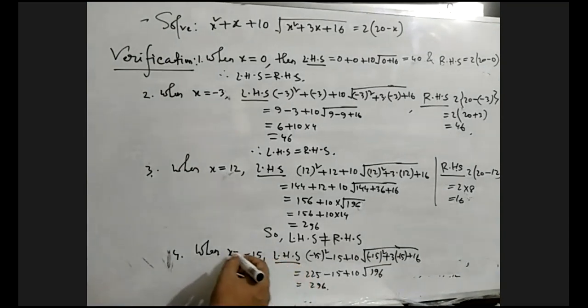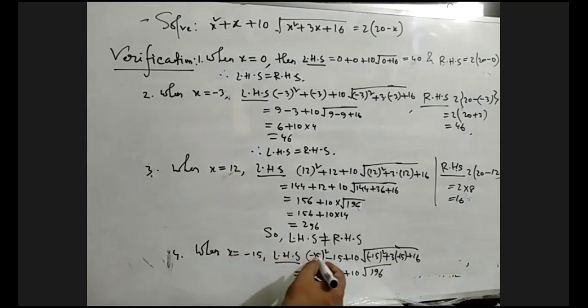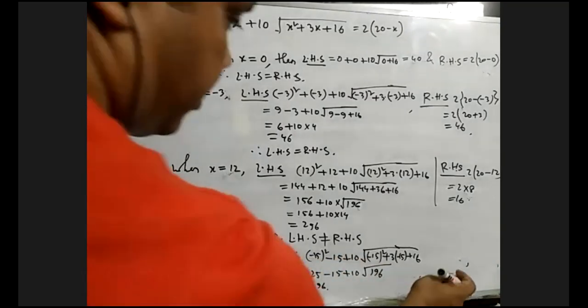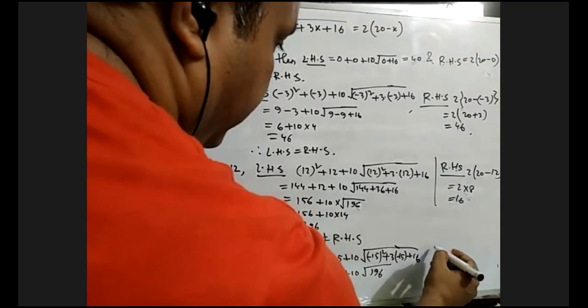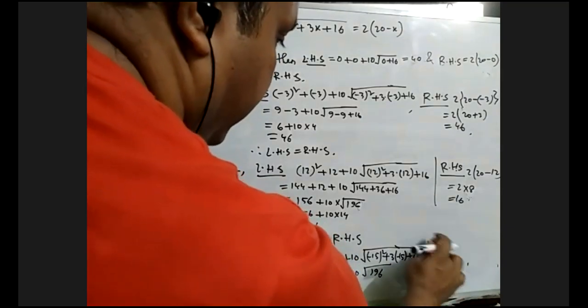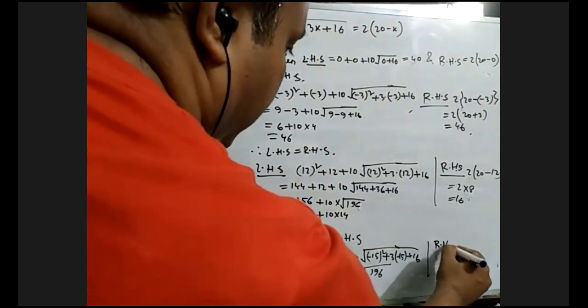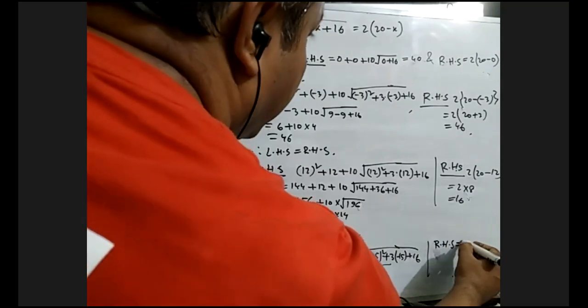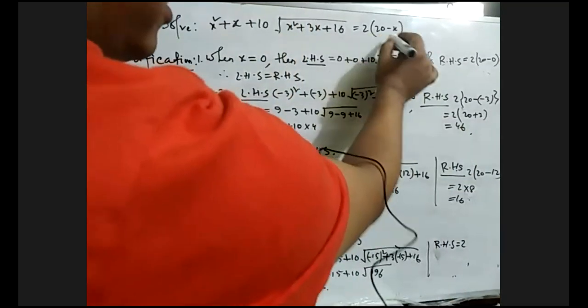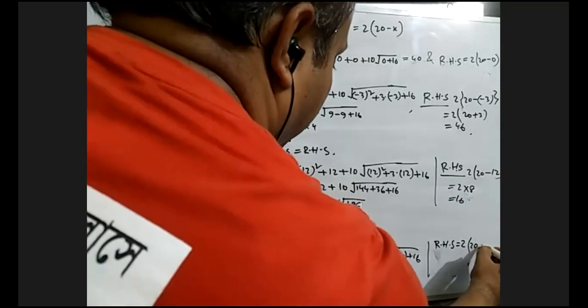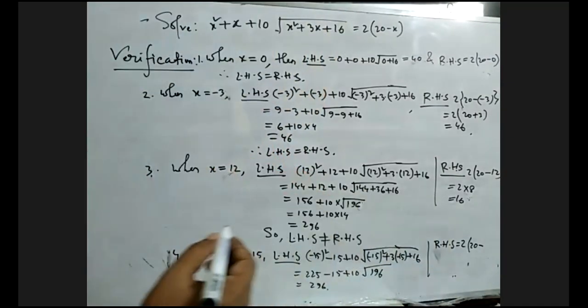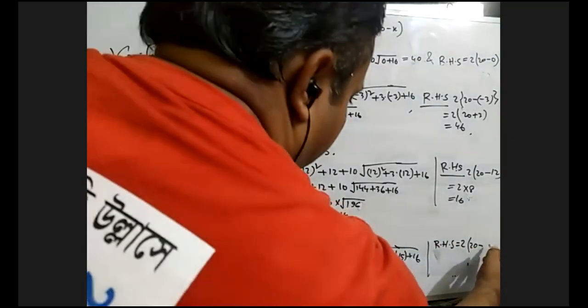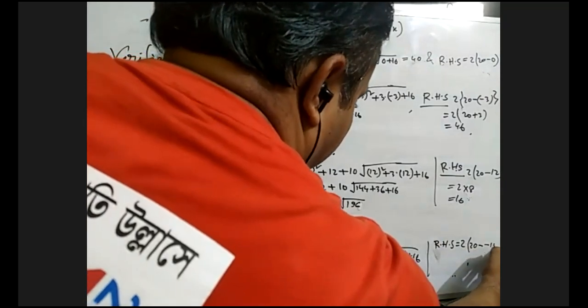So for the fourth root, x equals minus 15, left hand side equals what? Only 296. Now the right hand side for this part equals what? 2 into 20 minus x, where x equals minus 15. So this will be minus 15.